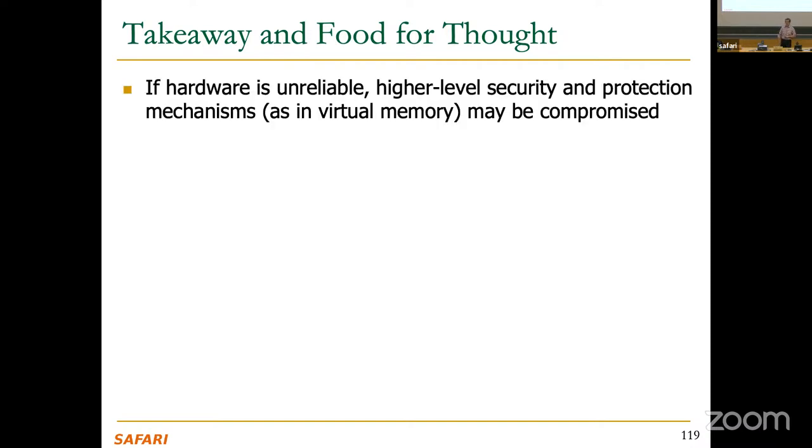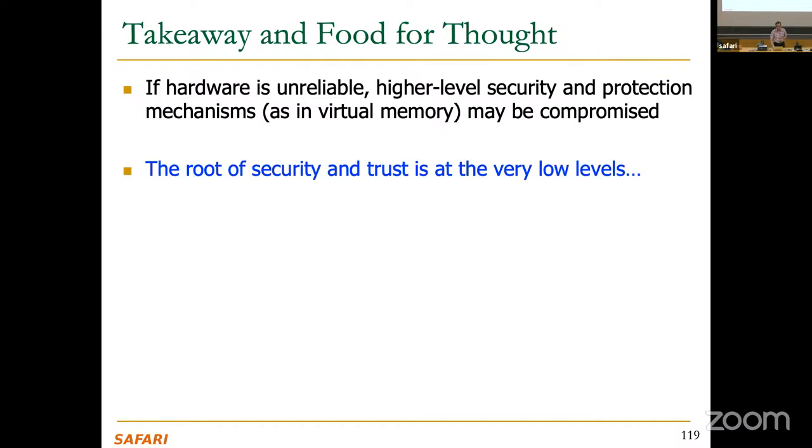But basically, this actually opens up some really interesting things. RowHammer actually opened up a lot of hardware security research. Essentially, if hardware is unreliable, your higher level security and protection mechanisms may be compromised completely, right? This basically indicates that the root of security and trust are actually at the very, very low levels. If you don't have some security at the very low level, then you're not going to build secure mechanisms at the higher levels. So you can do as much as you want at the operating system level. It doesn't matter because someone will cause a bit flip in some way and circumvent those mechanisms, right? Basically, the root of security is really in the hardware and the physics itself.